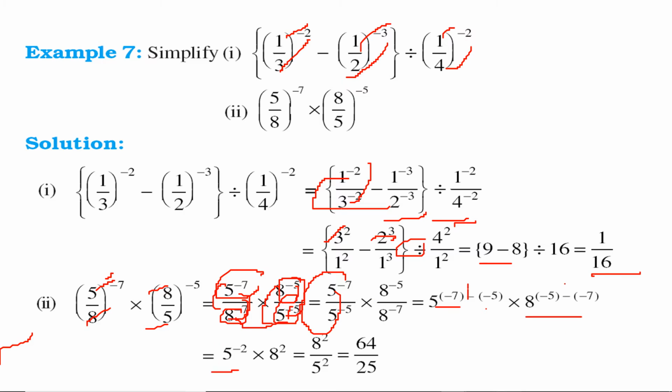Here 8 to the power minus 5 minus of minus 7. That is minus 5 plus 7, which gives you 8 square. Now 5 square can be taken to the denominator. 8 square by 5 square is simply 64 by 25, because 8 square is 64 and 5 square is 25.